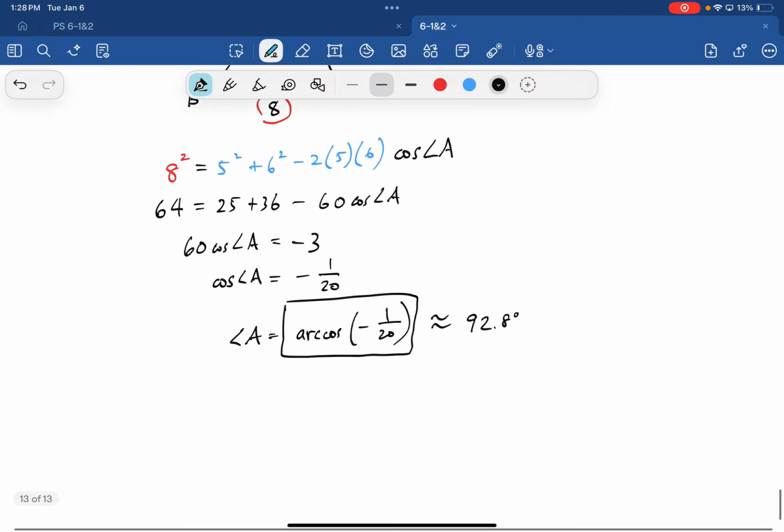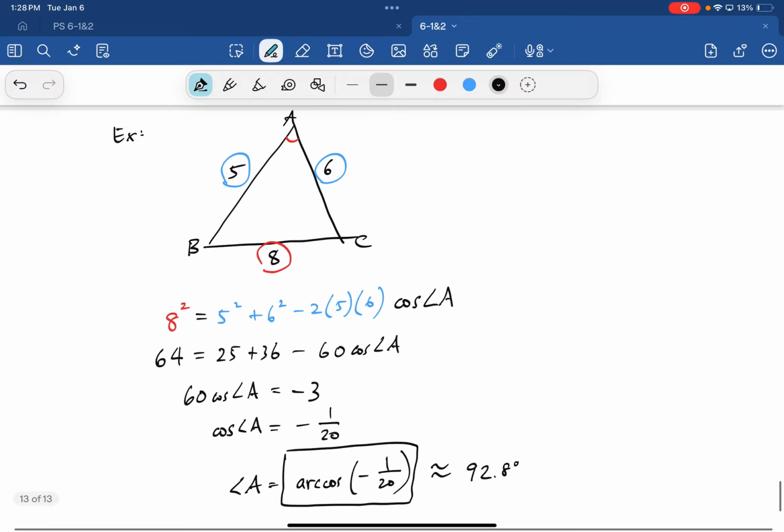All right, so I just did one angle, but you guys would be able to do all 3 angles, right? So I'll let you guys try number 3 and 4.